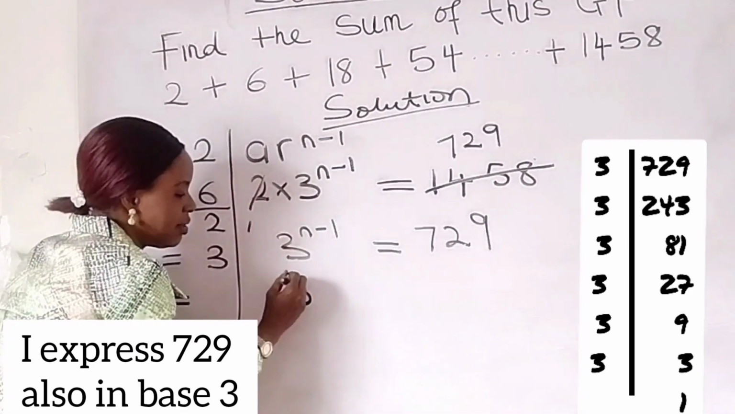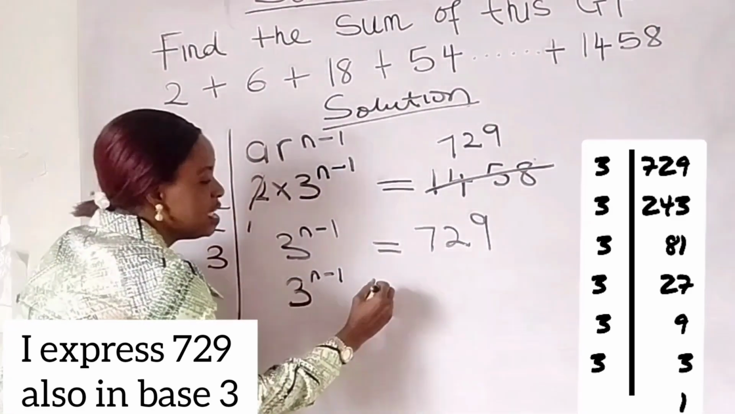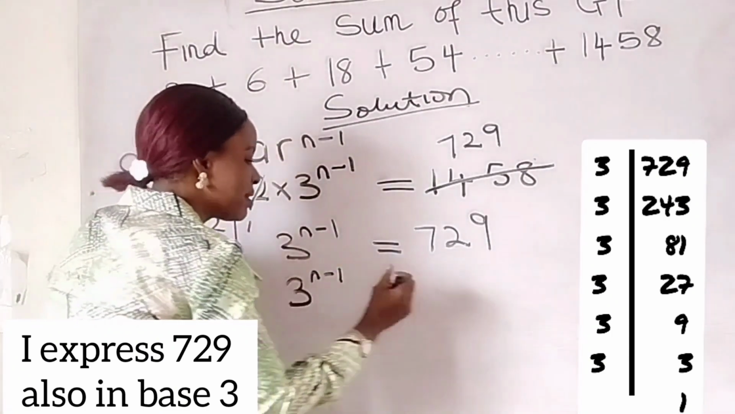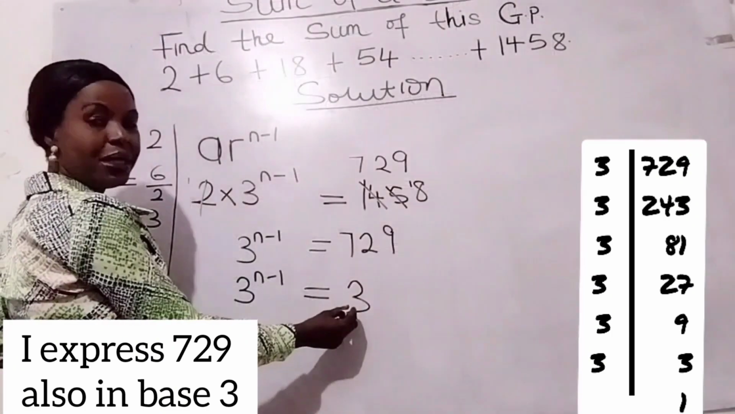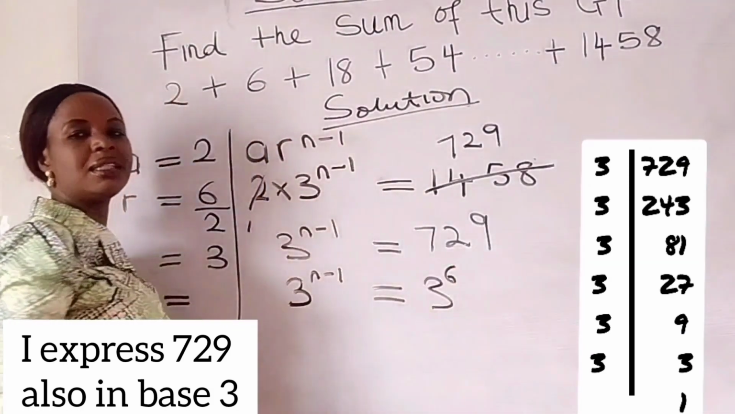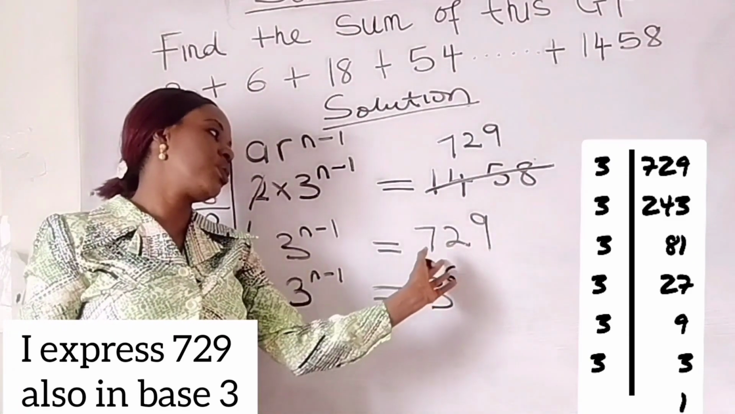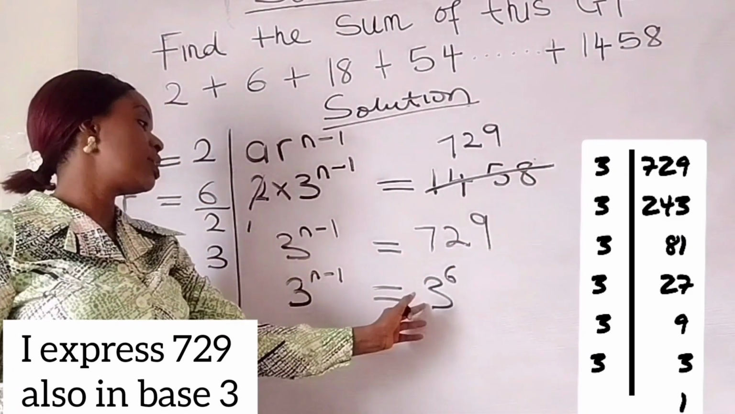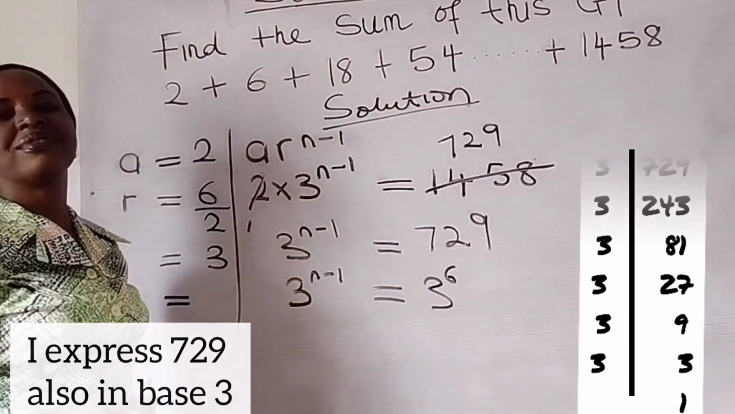3, carry this one down. 3 raised to the power n minus 1 is equal to the same 3 raised to the power, how many times do I say? 6 times, so power 6. Yes, this 3 raised to the power 6 is the same thing as this number. It's equal to this number. 3 will go into 729, 6 times.